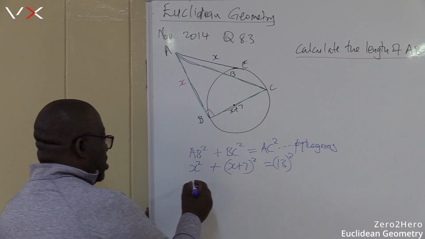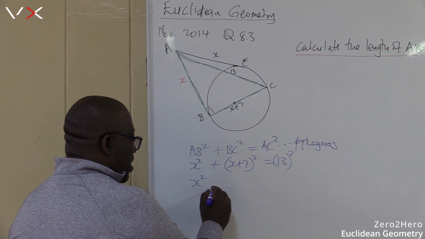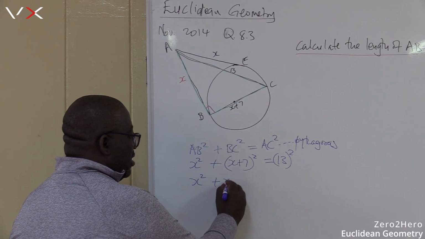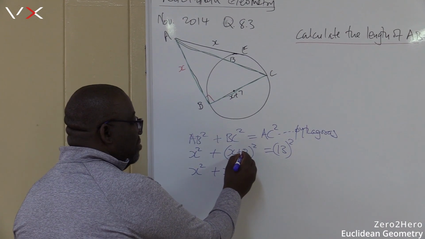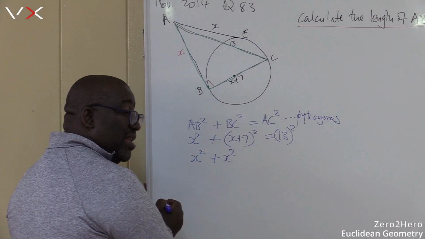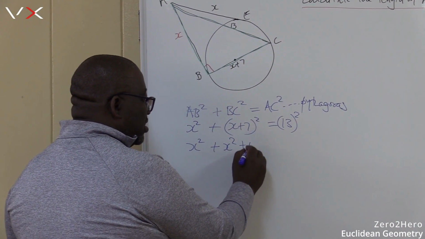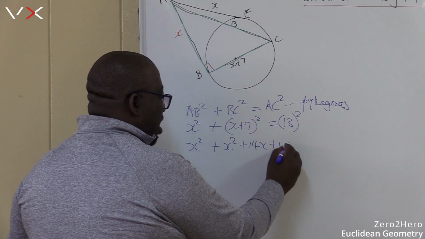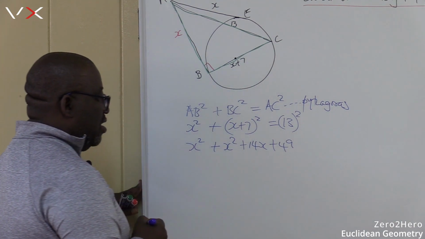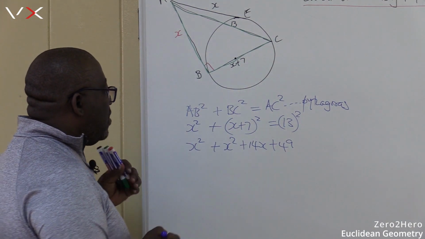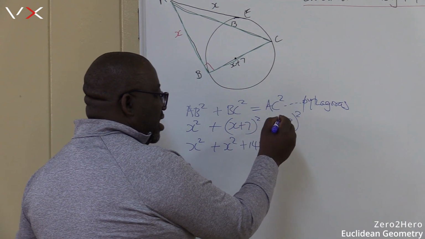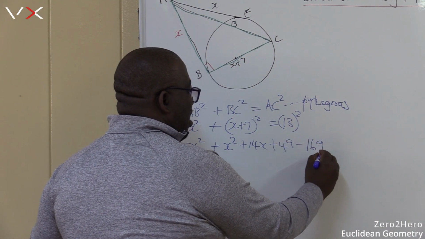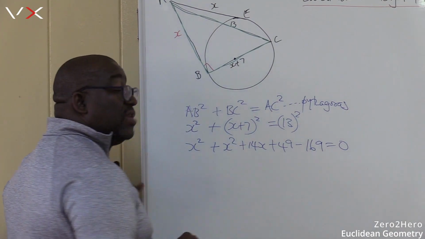I know this x squared plus, let's break that one. What is x times x? It is x squared. What is x times 7? x times 7 is 7x, double that, 14x. And what is 7 times 7? It is 49. Let's take this 13 squared to this side. What is 13 squared? It is 169. So it's going to be minus 169. We'll be left with nothing on the other side.